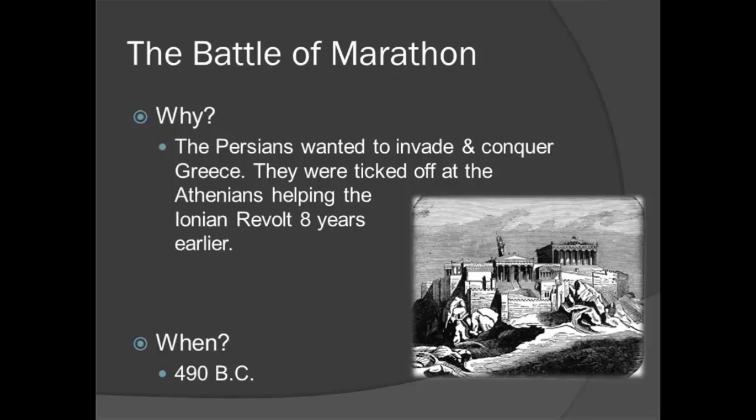Why? The Persians wanted to invade and conquer Greece. They were actually upset at the Athenians for having helped what was known as the Ionian Revolt, which was about 8 years earlier. When did this Battle of Marathon happen? In about 490 BC. It was either August or September, depending on how the calendars link up with our calendar today, but it was roughly late August to early mid-September of 490 BC.